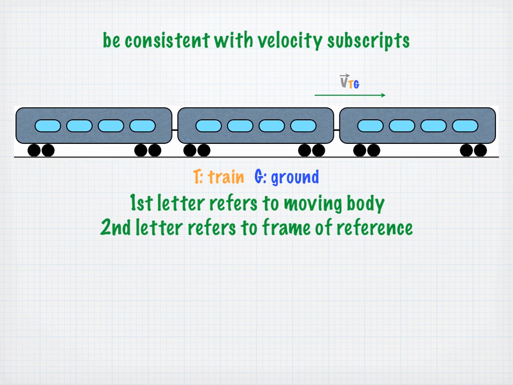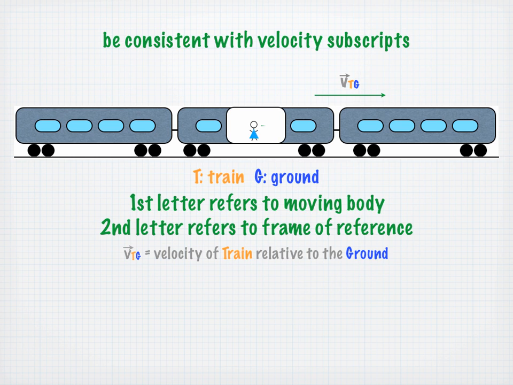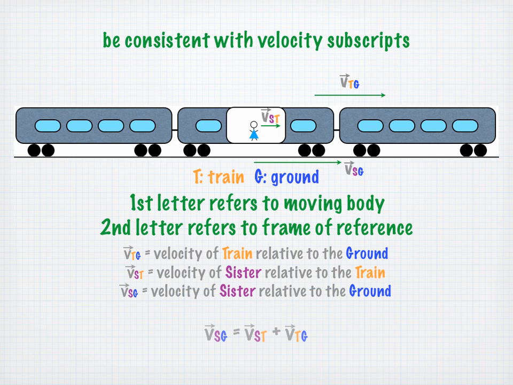In our example, Vtg equals the velocity of the train with respect to the ground. Vst equals the velocity of my sister with respect to the train. And Vsg, the velocity of my sister with respect to the ground, equals Vst plus Vtg.